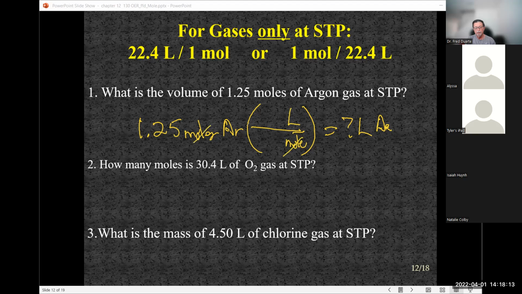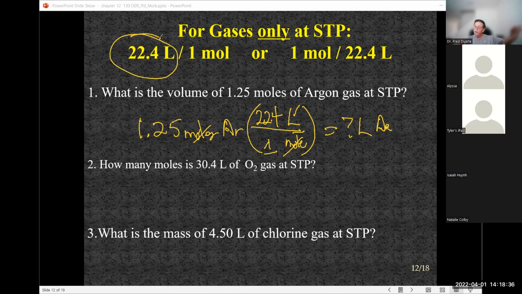And so obviously here we want moles in the denominator, liters in the numerator. Moles cancel out. That's 22.4 liters, okay? And checking my units, everything's good to go. Liters is left over, so now I have 1.25 times 22.4 liters.